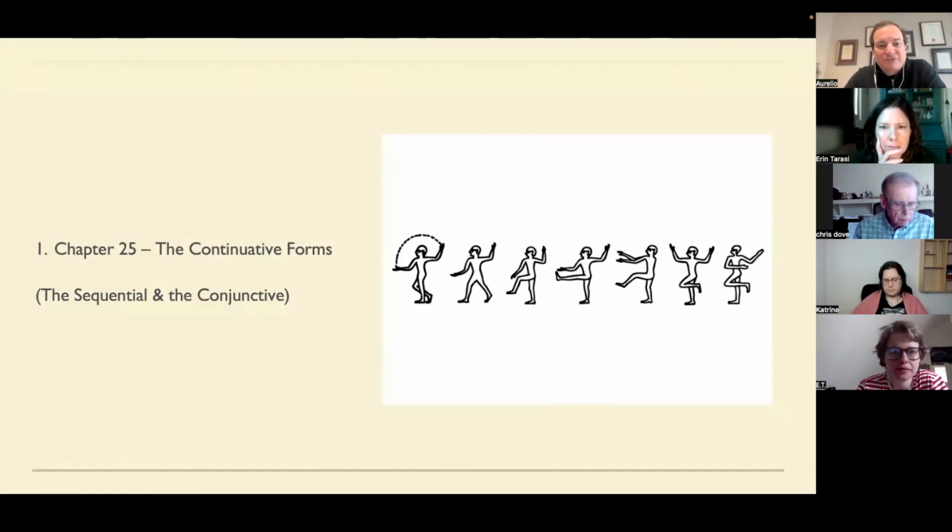Part of that are the so-called continuative forms. I hope I pronounced that right. The continuing forms, of which there are two, really: the sequential and the conjunctive. Both very, very frequently used.